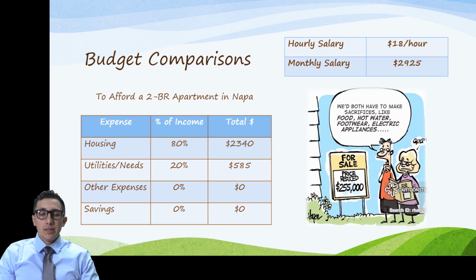One thing that is often seen is people paying 80% of their income towards rent. This is something that we want to avoid in order to have money available to pay for other needs and be able to save for the future. Someone who earns $18 an hour must pay approximately 80% of their income in rent to afford a 2-bedroom apartment here in Napa.